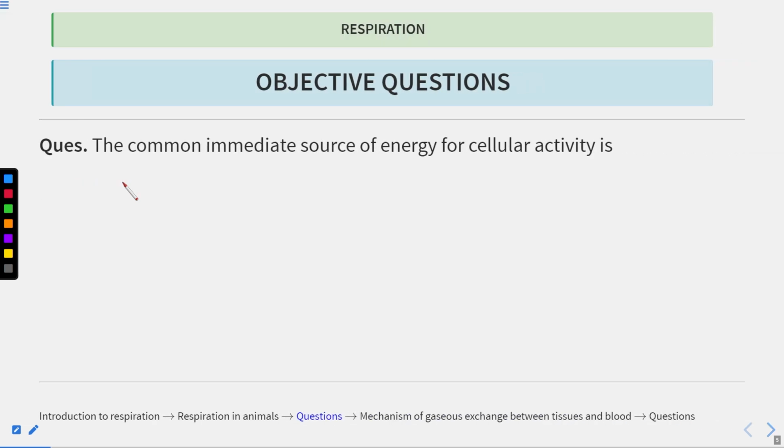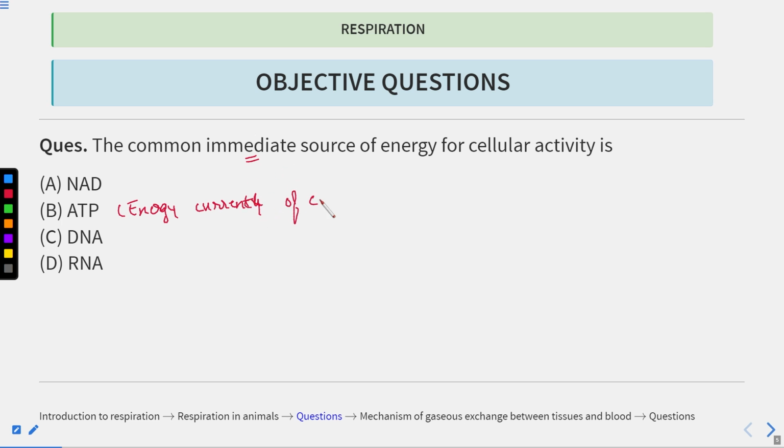The next question is: the common immediate source of energy for cellular activity is. Let's have a look at the options: NAD, ATP, DNA, or RNA. So what is the immediate source of energy? In the previous question, we were talking about ATP. ATP is also known as the energy currency of the cell.